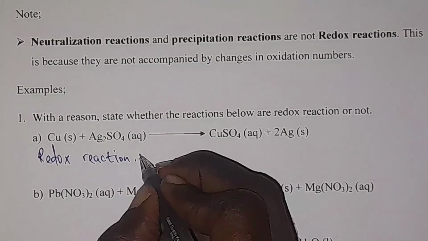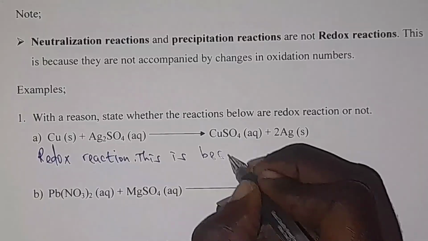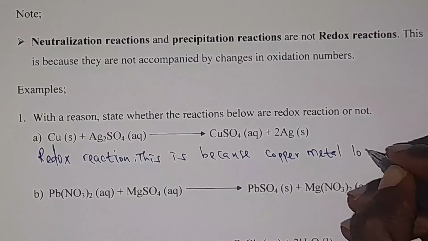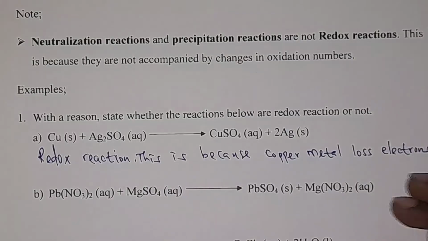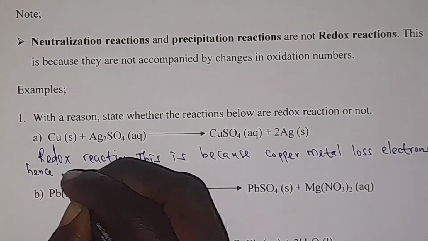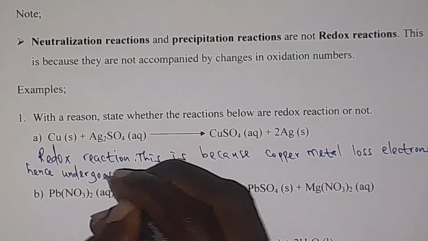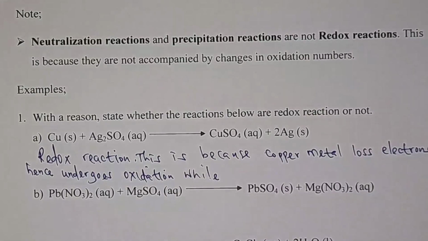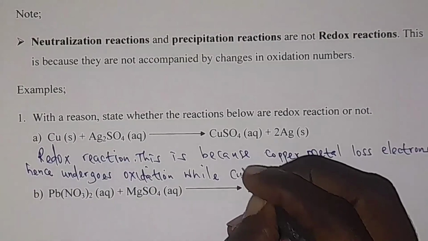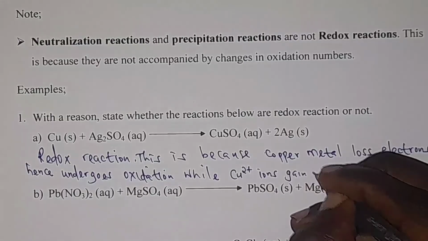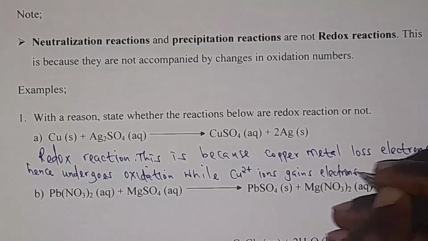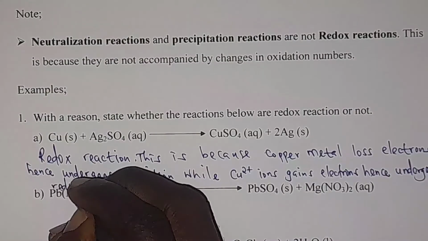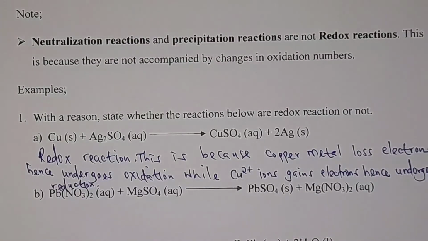So we can say this is because copper metal lost electrons, hence undergoes oxidation, while copper 2 ions gain electrons, hence undergo reduction. Therefore, the reaction is a redox reaction.